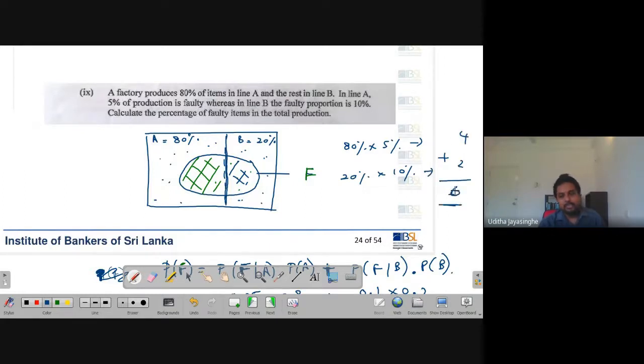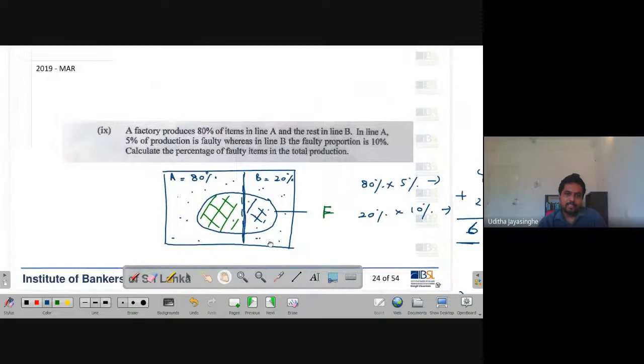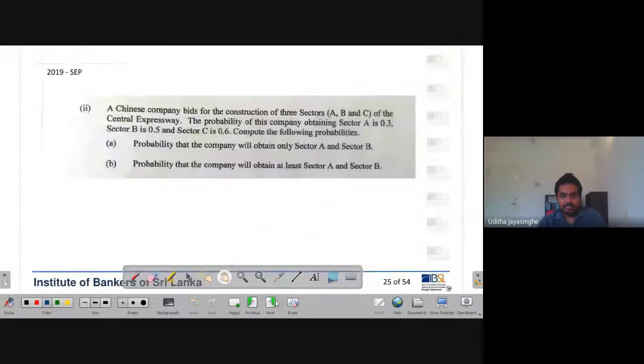But effectively, I just wanted to draw up a Venn diagram, show you that things could be argued from different angles, and show you the application of the conditionality also. This is 2019 March, question number 9.